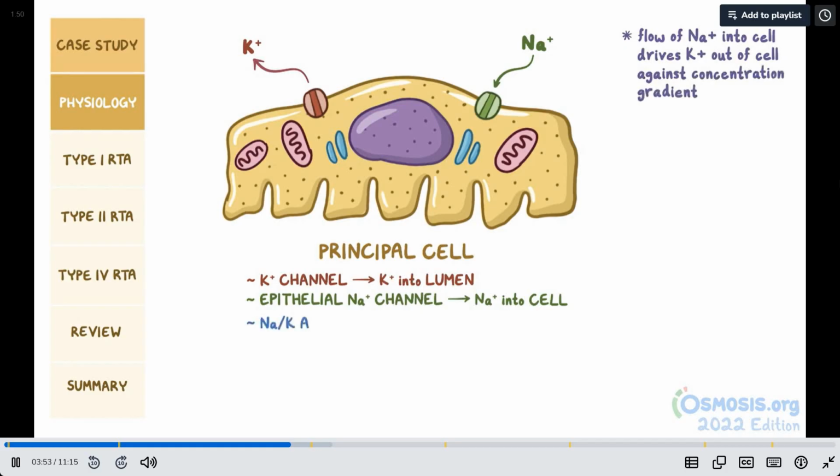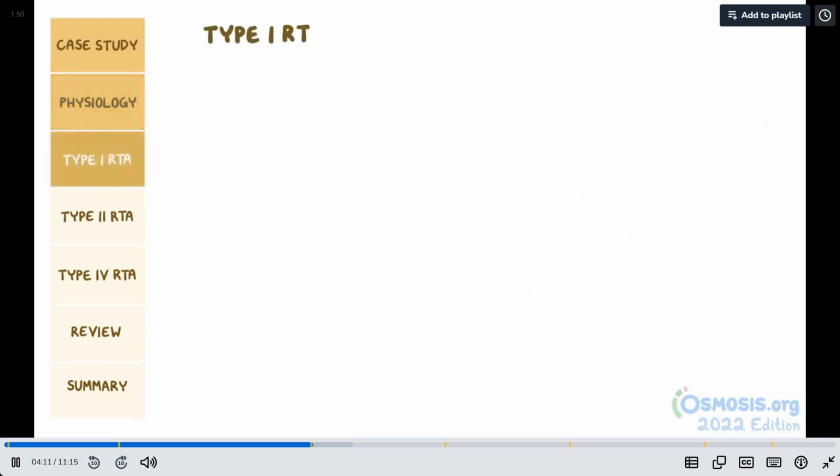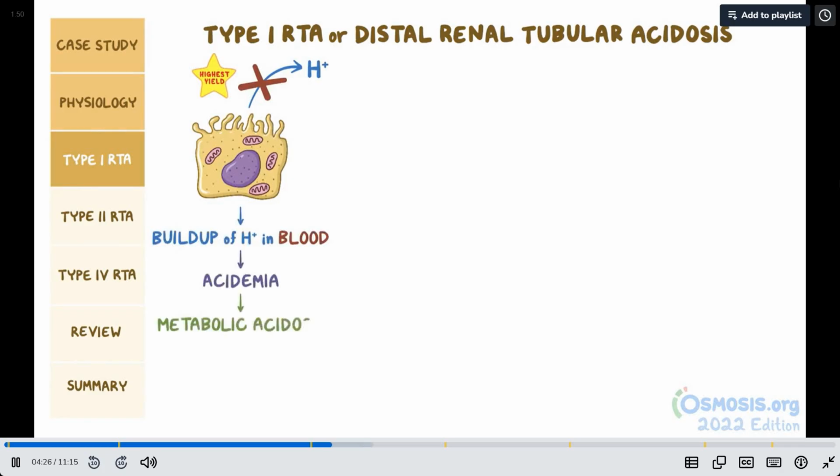There's also a sodium-potassium ATPase pump on the basolateral surface that again moves 2 potassium ions in for every 3 sodium ions out. All 3 of these channels are stimulated by aldosterone, and the combined effect is reabsorption of sodium and loss of potassium. In type 1 RTA, or distal renal tubular acidosis, the main issue is that alpha intercalated cells of the distal tubule and collecting duct are unable to secrete hydrogen. This leads to a buildup of hydrogen in the blood, resulting in acidemia, which will eventually lead to metabolic acidosis.